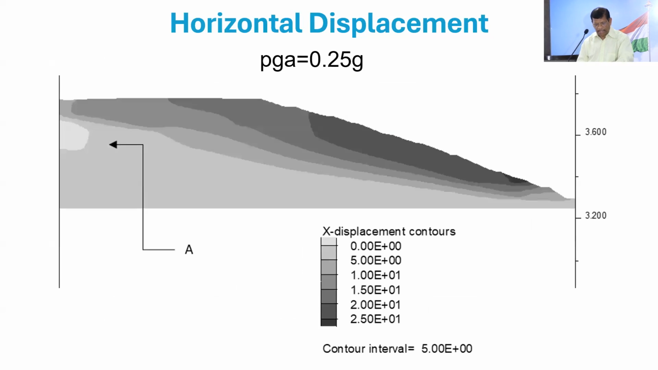But when we go to the PGA 0.25, we can see that the whole dam is now, we are seeing the maximum is going to 25 feet and now the whole dam is above 10 feet, most of the things. So it is very clear that 10 feet is also a very big thing.